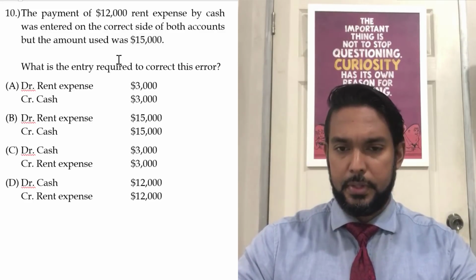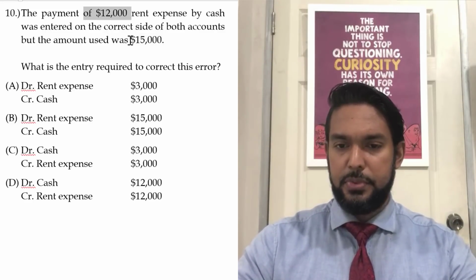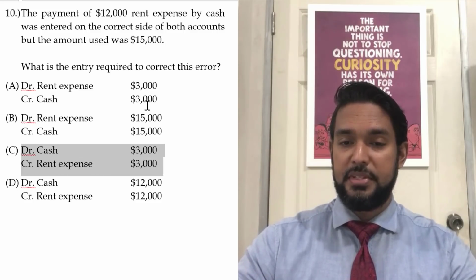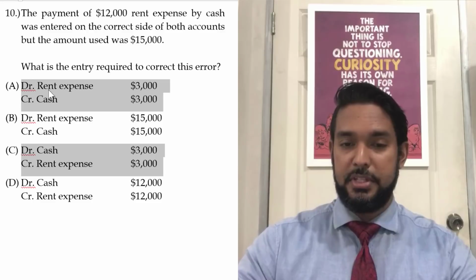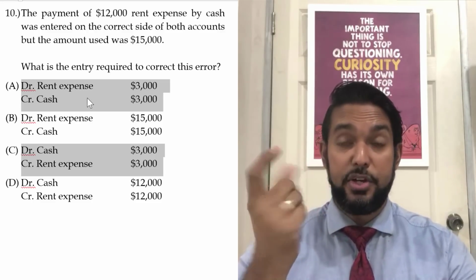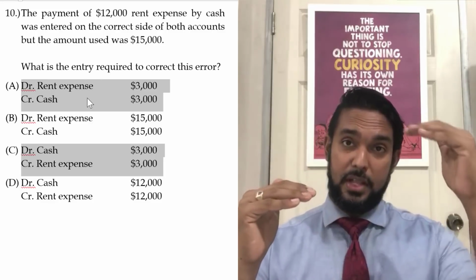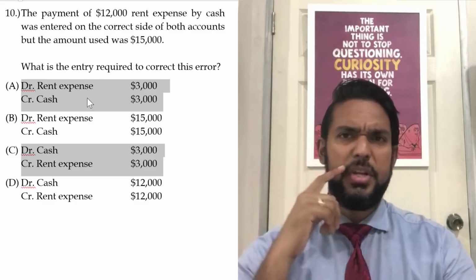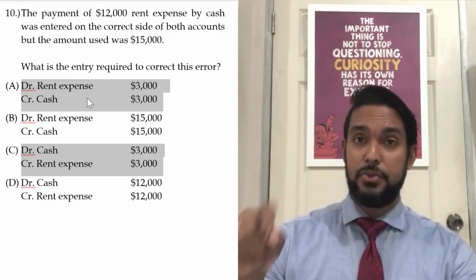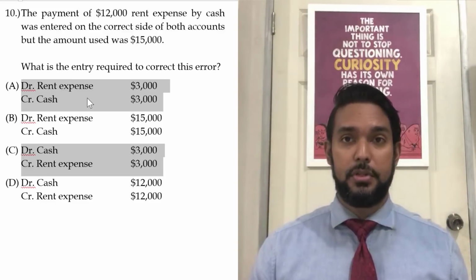Follow me on this. The difference between 12 and 15 is 3. So even if you want to do elimination, that means it's either going to be A or C. Now, once again, we have to reverse the double entry because we have to reduce the debit that was put in and reduce the credit. Where did the debit go? We paid rent, so rent was debited. So now we have to credit rent for 3,000.